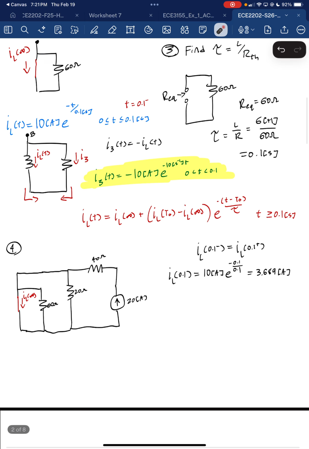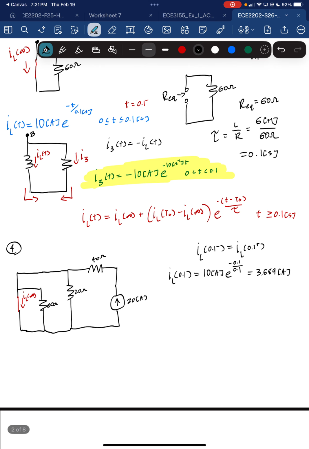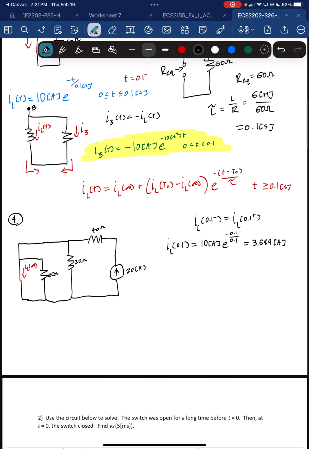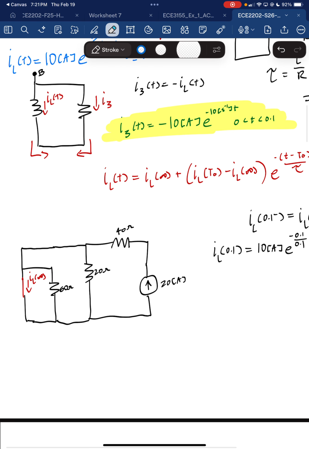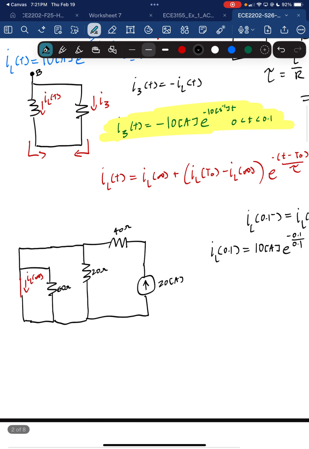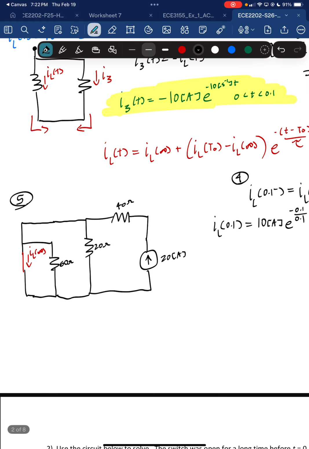So anyways, I digress. We found IL of 0.1. Now we find our IL of infinity. And let me do it like this. So step 4, then step 5. Now we're finding IL of infinity. And let's simplify the circuit real quick. There's one thing we can do to make this a little bit easier.